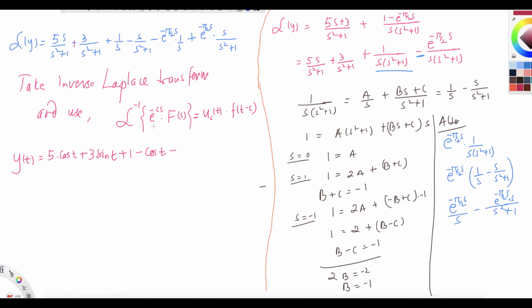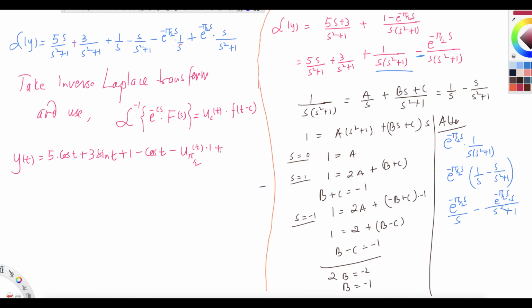So, you see that? e to the negative cs. So, c is pi half, right? And F(s) is 1 over s. So, what will be the inverse Laplace transform of 1 over s? It is 1, right? But that will be f of t minus pi half, but it will be still 1 because the inverse Laplace transform of 1 over s is 1. So, this will look like u pi half t times the 1.